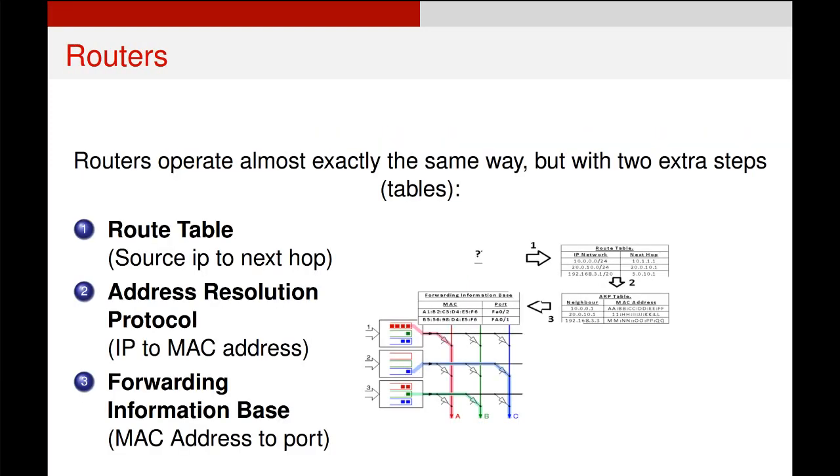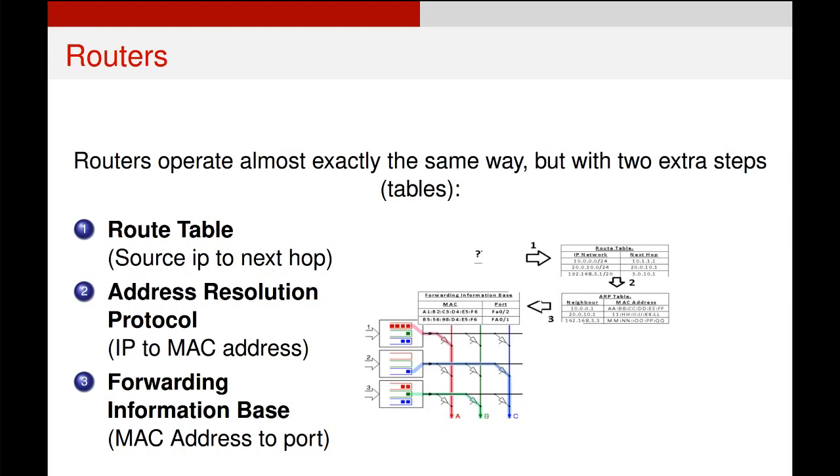Routers do exactly the same thing, but they have two additional tables. They have a route table and an address resolution protocol table. The route table checks what IP address to pass information on based on where it is going, and the address resolution protocol table maps IP addresses to MAC addresses. At the lowest level, a router also has a forwarding information base, so it knows which traffic to send down which ports.